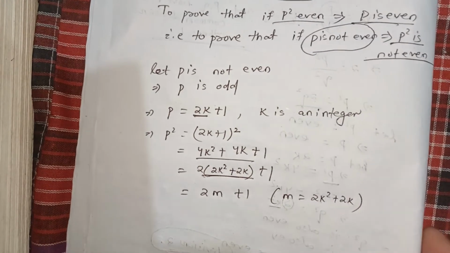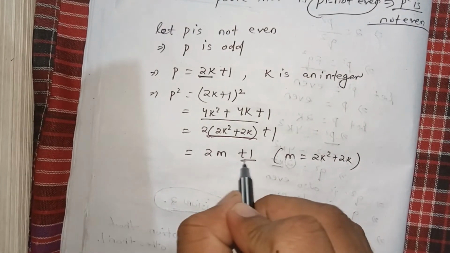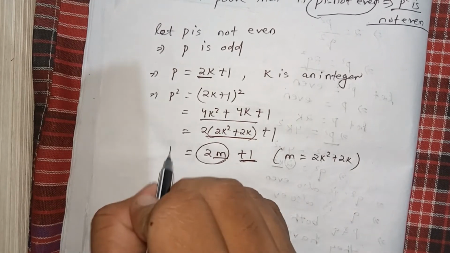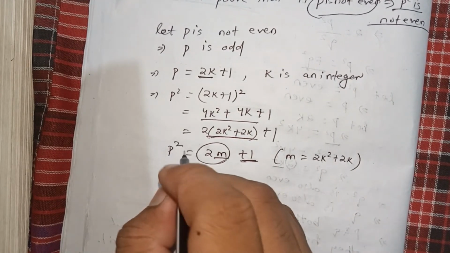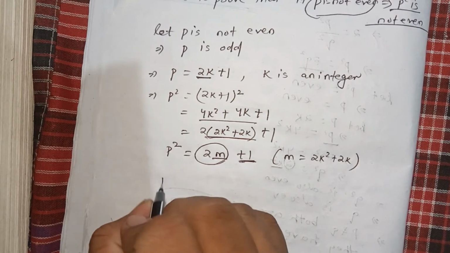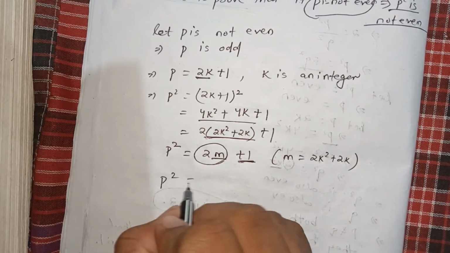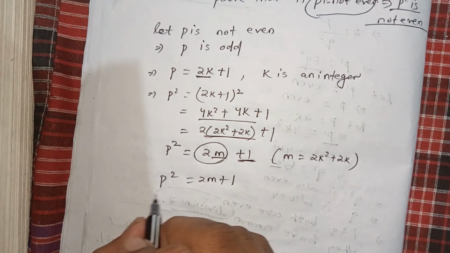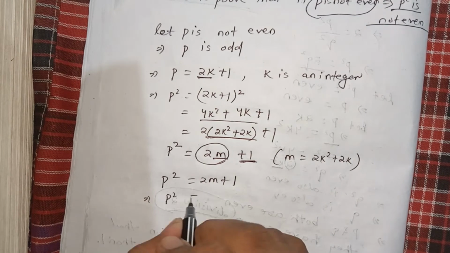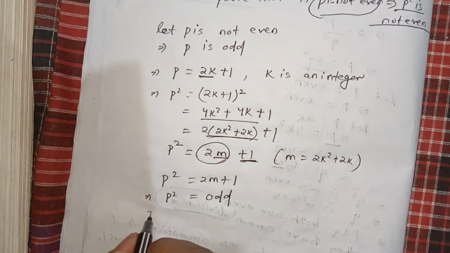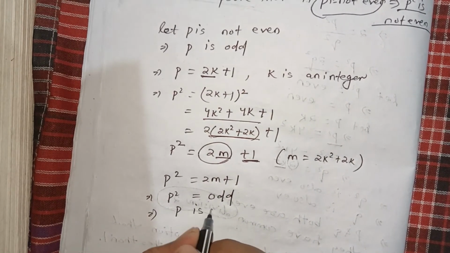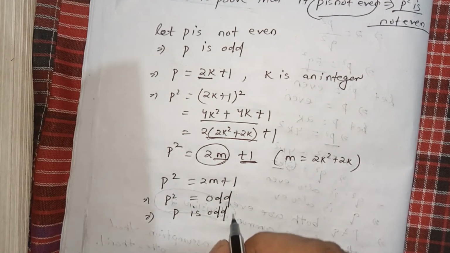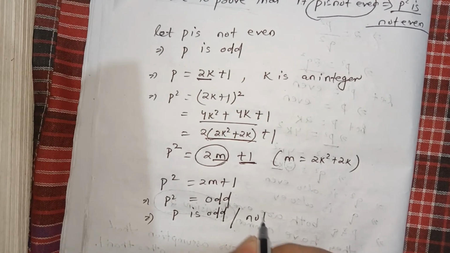So we know that to prove this is odd, you add plus 1 to a multiple of 2. So this is a multiple of 2 and this is 1. So here this is p square. So from here we find that p square is equal to 2m plus 1, and this implies that p square is odd. If p square is odd, we know that p is odd, or that p is not even.